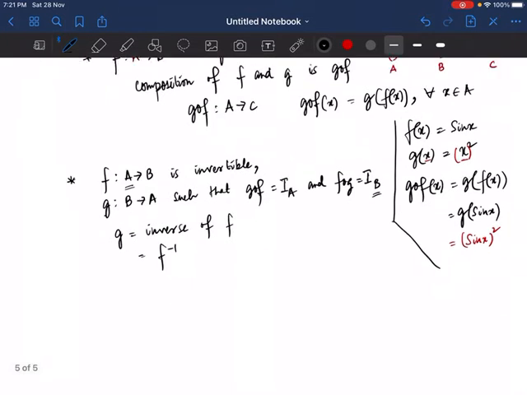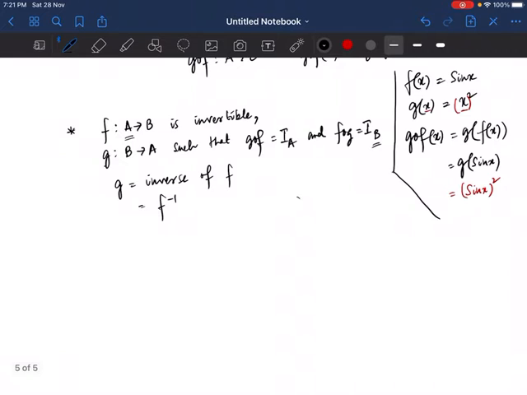Let me go through one example. Suppose I have a function f(x) equal to 2x, where x is an element of R. You have to tell me whether this function is invertible or not. So what we are going to do is, let us assume there is another function, and the function is from R to R.